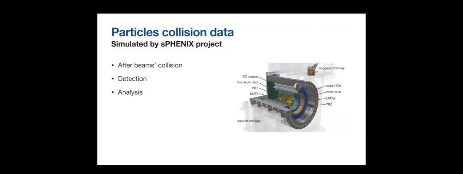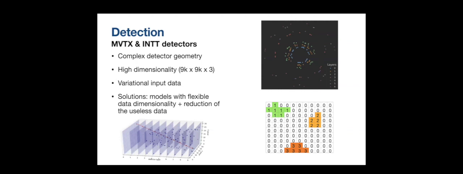So let's start with the project description. Basically, the whole thing is around particle collision data simulated by the sPHENIX project. The goal is to analyze the behavior of particles after their beams collision is detected. Detection happens by the MVTX and INTT detectors. The first three layers, which can be seen in this picture, are MVTX, and the next four are INTT detectors, which can also capture and measure the momentum and the energy of particles, which can come as very useful data in the future.